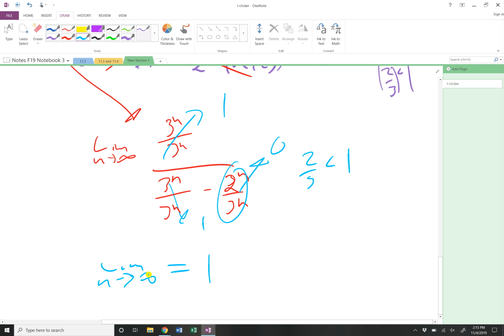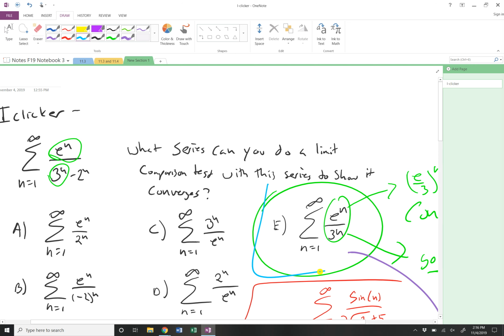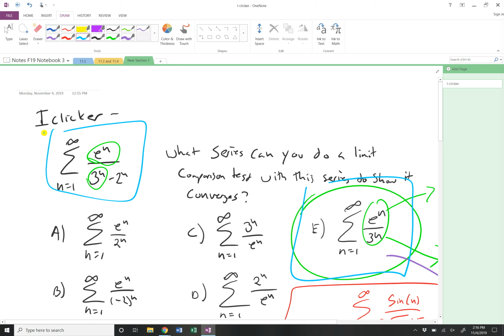Okay, so what does that tell us? We did that work. What does that tell us? They have the same behavior. The series that we used to compare it to, and this one that we cared about, by the limit comparison test, they either have to both converge or both diverge, and we know that the one we compared it to converges by the geometric series test. So this one has to converge. Right. Yeah, that's the power of the limit comparison test.